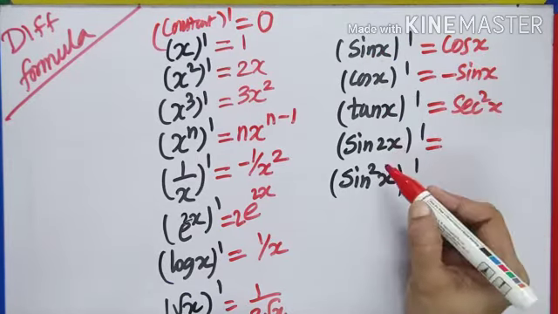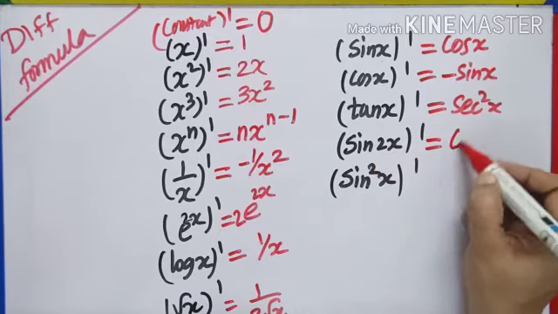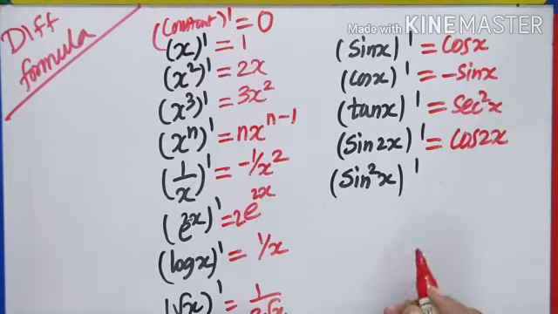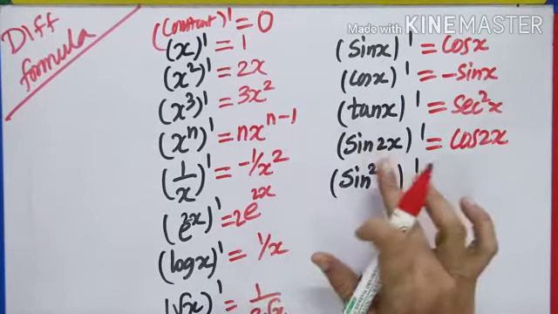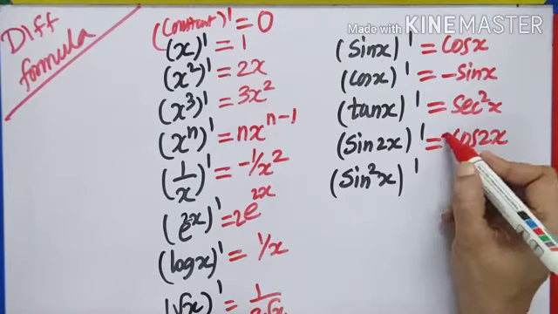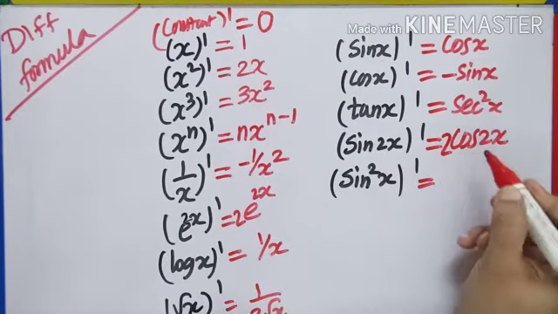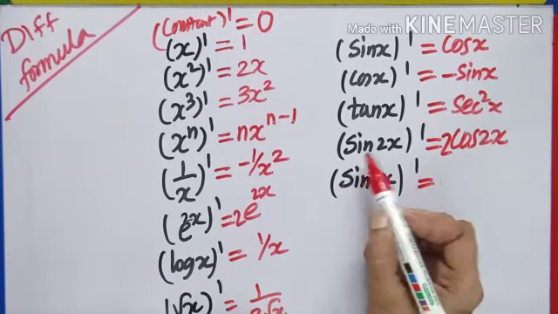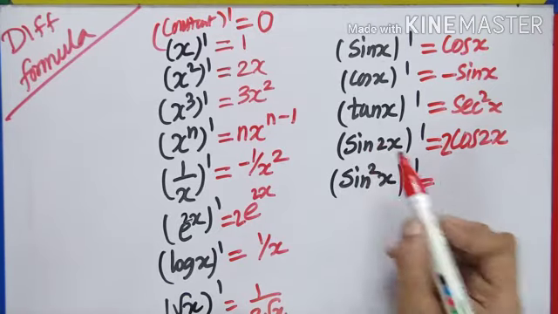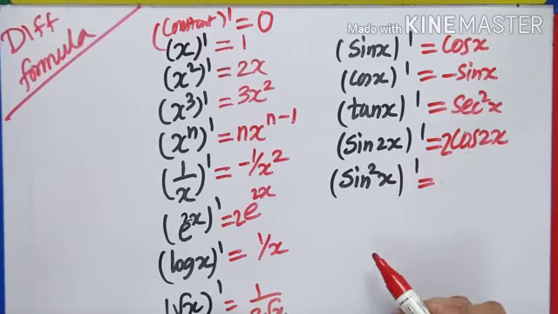In the same way, sin 2x will become cos 2x. Hiding sin, 2x will become 2. Remember, this we call chain rule. Sin 2x will become cos 2x, and 2x will become 2.